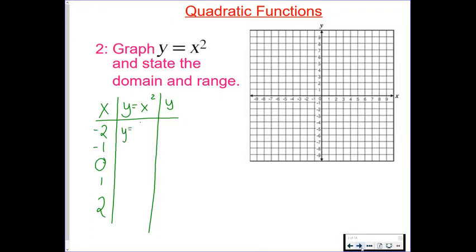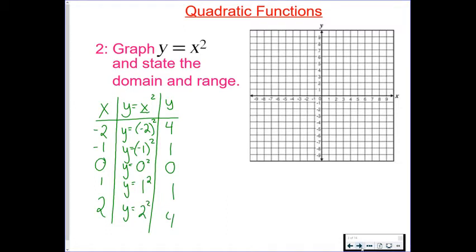Y equals -2 squared. -2 squared is +4. Y equals, in place of my x, I'm going to put the x value -1 squared, which is +1. Y equals 0 squared is 0. Y equals 1 squared is 1. And y equals 2 squared is 4 again. So there's my table of x and y's.